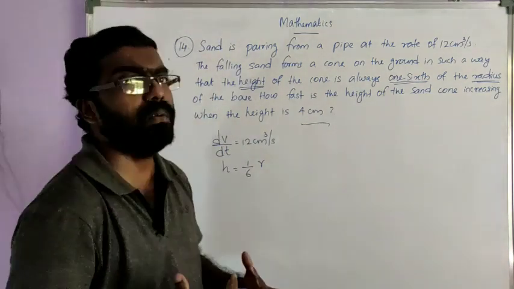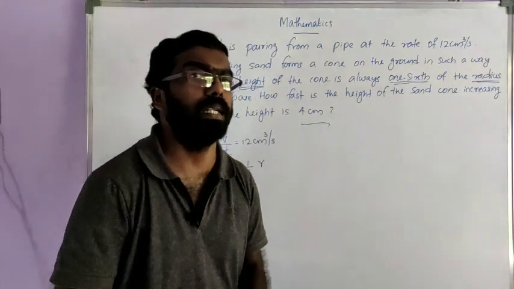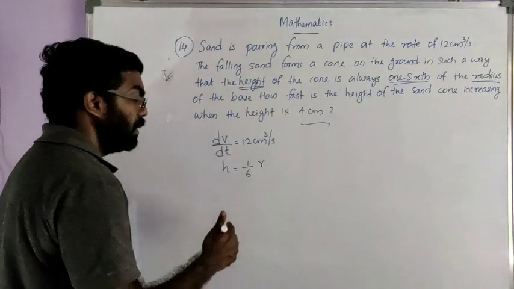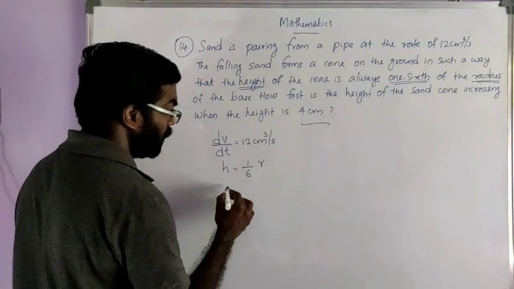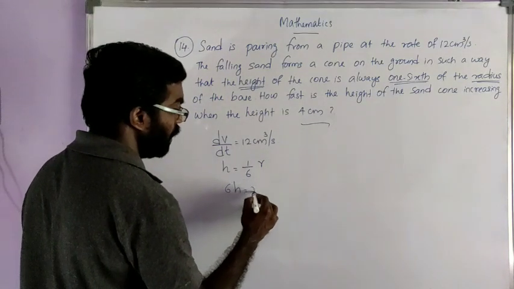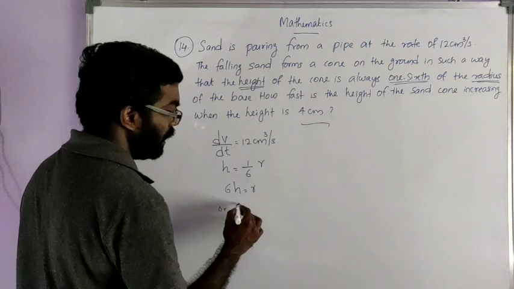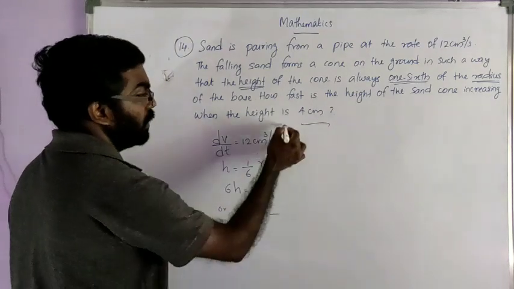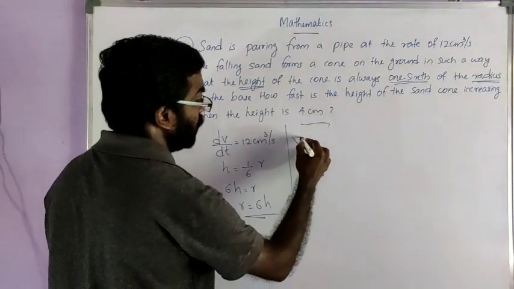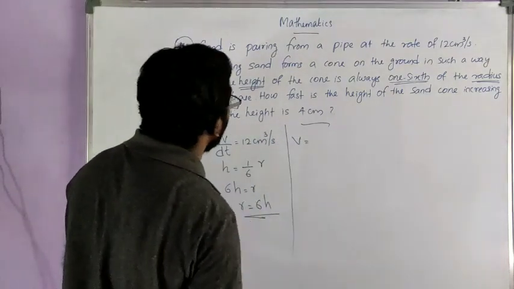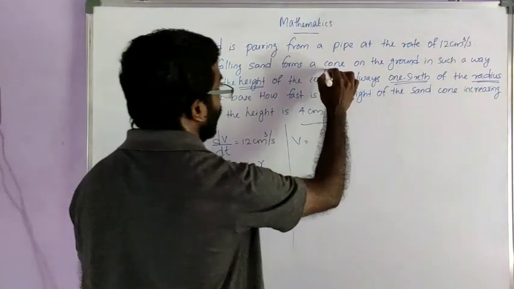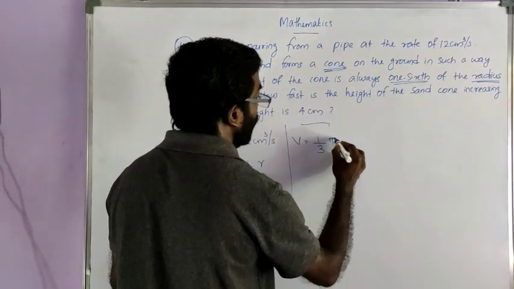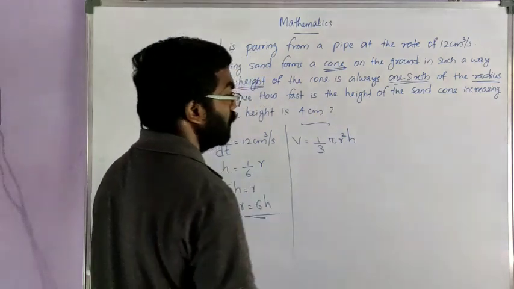So we have to find dh by dt, the rate of change of height. Here we can cross multiply, that is 6h is equal to r, or r equals 6h. Now we can write the formula to find the volume. V is equal to, here it is in the shape of a cone, and the volume of a cone is 1 by 3 pi r square h.